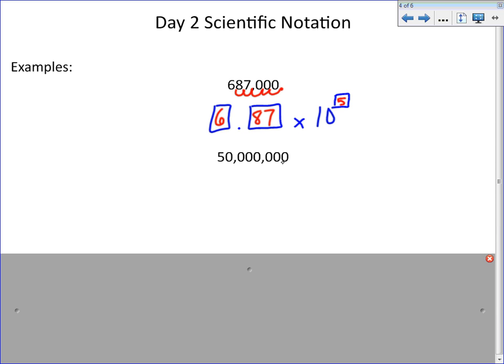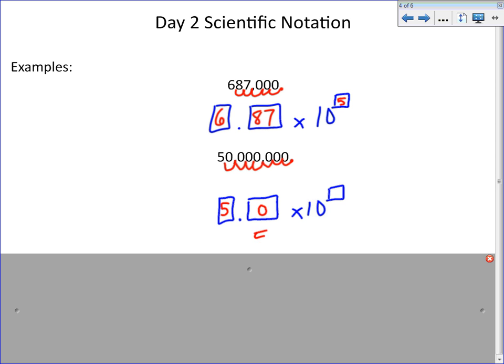This one is 50 million. Again, the decimal starts here. I'm going to put our boxes so that it helps remind us that we have one digit, then the decimal, then the remaining digits, times 10 to the something power. So we're going to go over once, twice, 3 times, 4, 5, 6. Now if I stop right here, that would give me 50.0. That's still too big, so we need to go one more spot. And now it gives us 5.0, which is what we want.